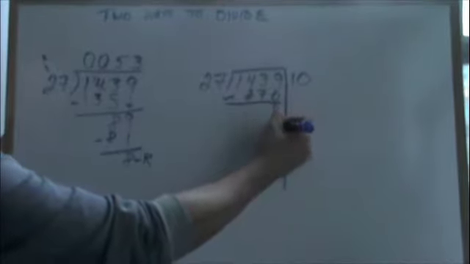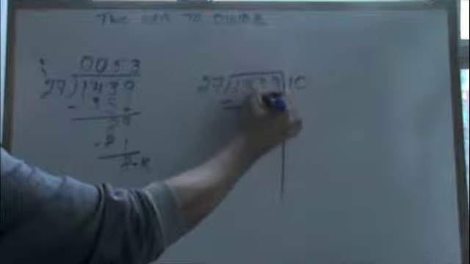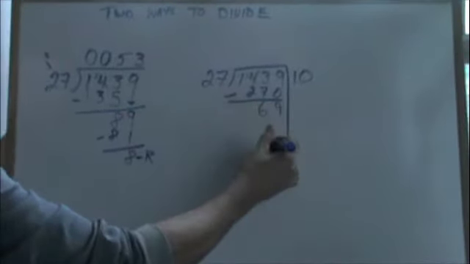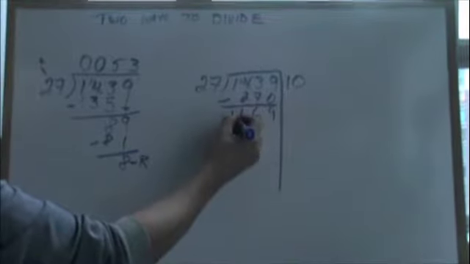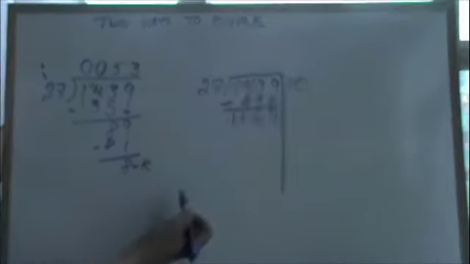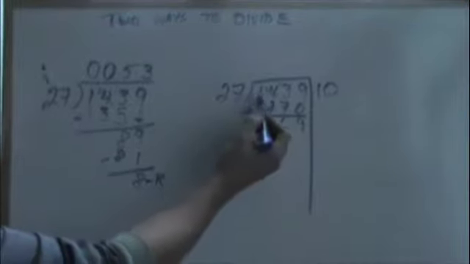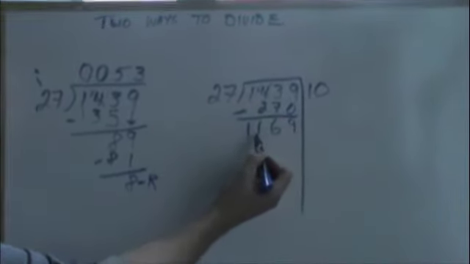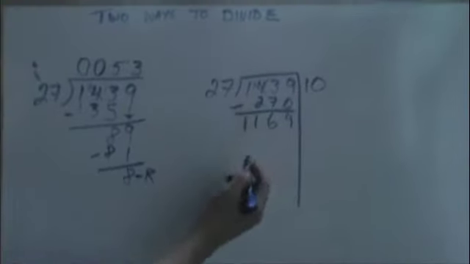9 minus 0 is 0. I have to borrow here. 13 minus 7 is 6. 3 minus 2 is 1. And the 1 comes down. So I have 1,169 before I had 1,439. I've taken 270 away from 1,439. I still have a fairly large number. This number is so big that I know I can make this much bigger.